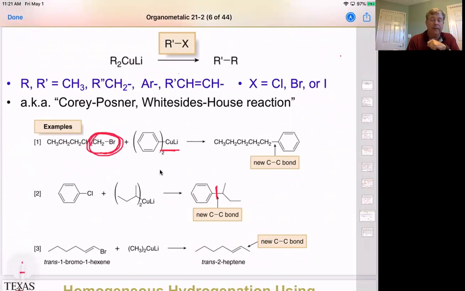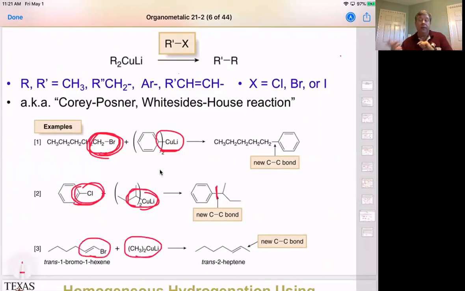We're doing an SN2 reaction to get an sp3 to react with an sp2. In this case, we're using an sp3 to react with an sp2. Or in this case, we're getting our sp3 to react with our sp2. So we can actually do it in both directions. It doesn't have to be specifically the copper compound on the sp2 or the sp3. We can get it to react on either one.